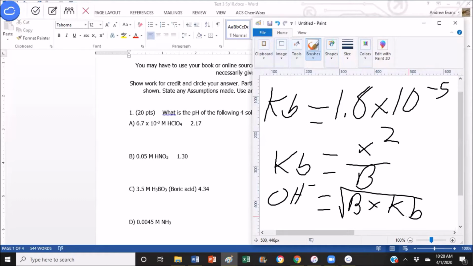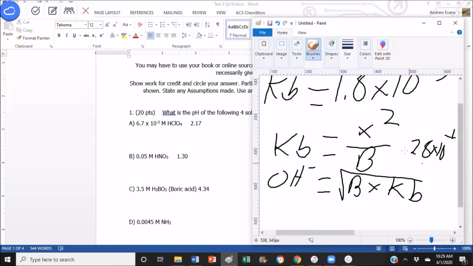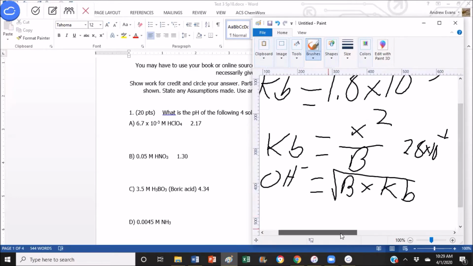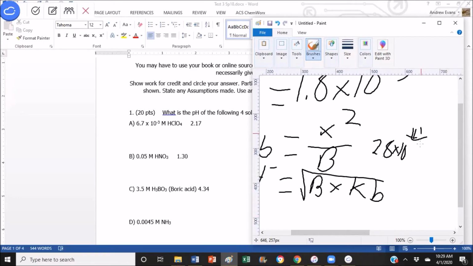So the square root of 0.0045 times 1.8 times 10 to the negative 5th gives us 2.8 times 10 to the negative 4th. Now this one might actually be one that you need the quadratic for, but I'm going to fudge it, and we're not going to do the quadratic right now.